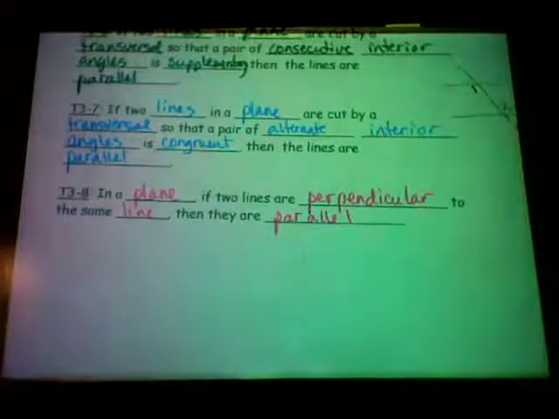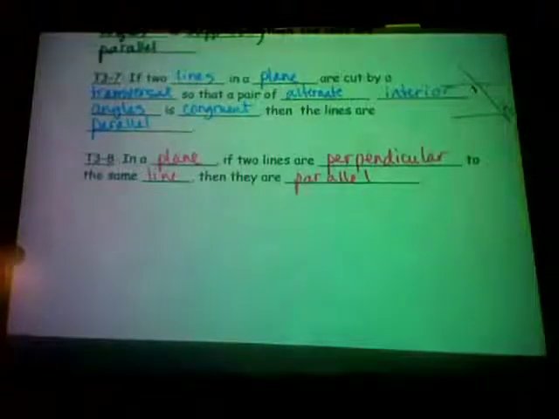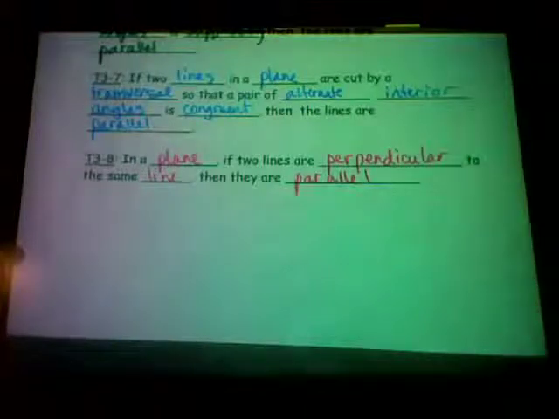says, in a plane, if two lines are perpendicular to the same line, then they are parallel. This is just like that one that we said. If the transversal is perpendicular to one line that is parallel to another, then it is perpendicular to the other line. So this is exactly the same thing, but in reverse. It says that if two lines are perpendicular to one, well, then they must be parallel. It's not quite the converse, but it's saying the same thing in reverse.